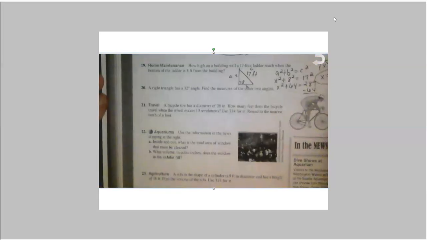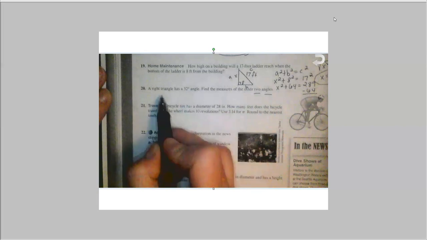Okay, and number 20. Try to refocus here. Number 20 says a right triangle has a 32-degree angle. Find the measures of the two other angles. Remember, triangles have 3 angles, and all 3 angles will add up to be 180 degrees. So you have to find the 2 missing angles, but they actually gave you a second angle.